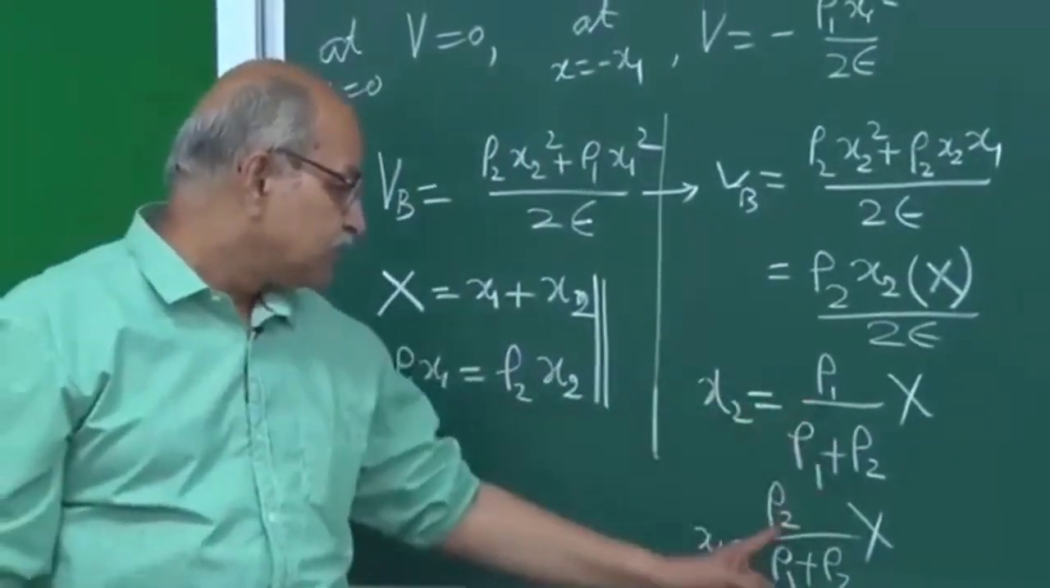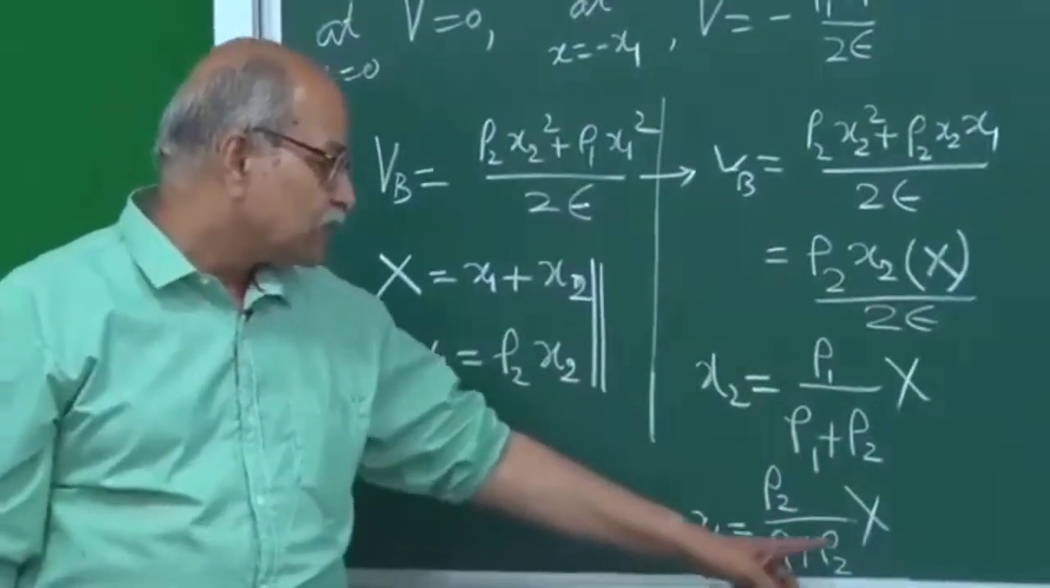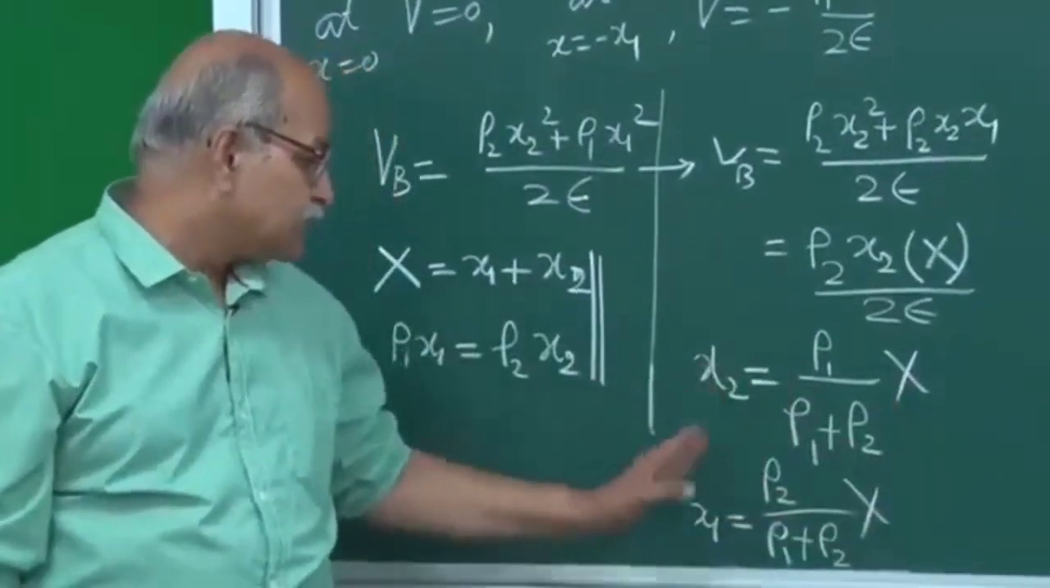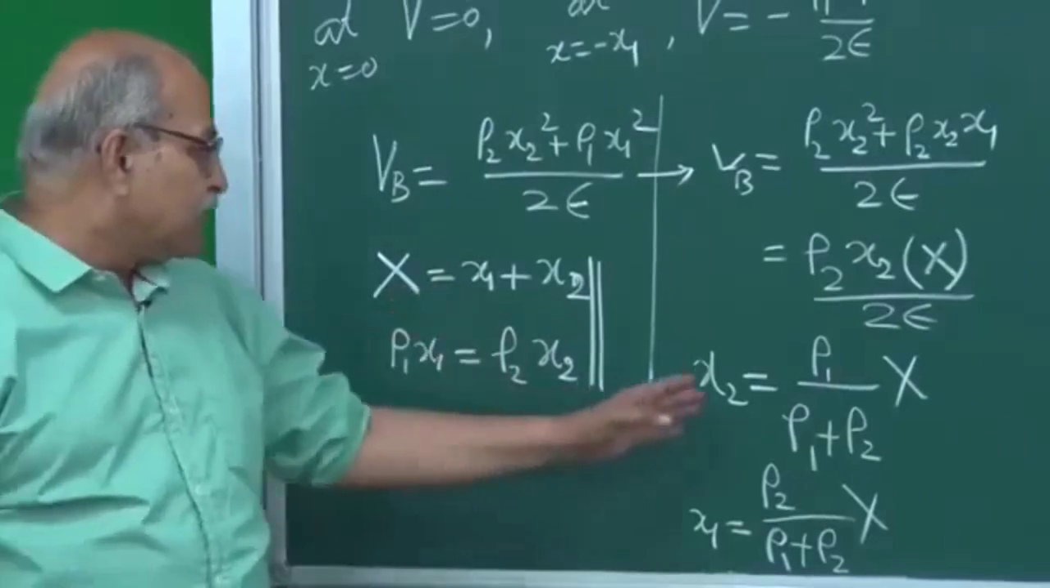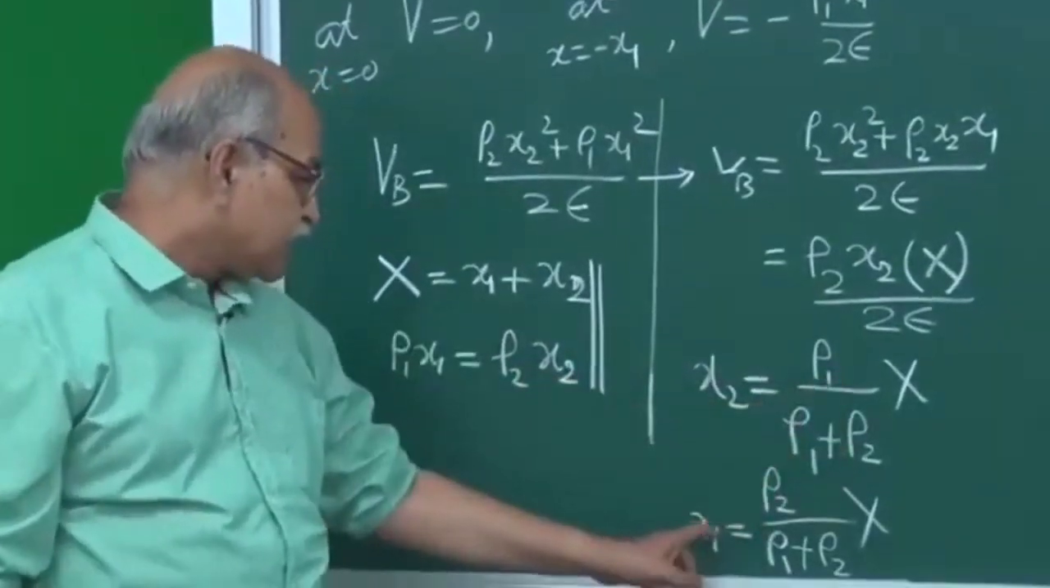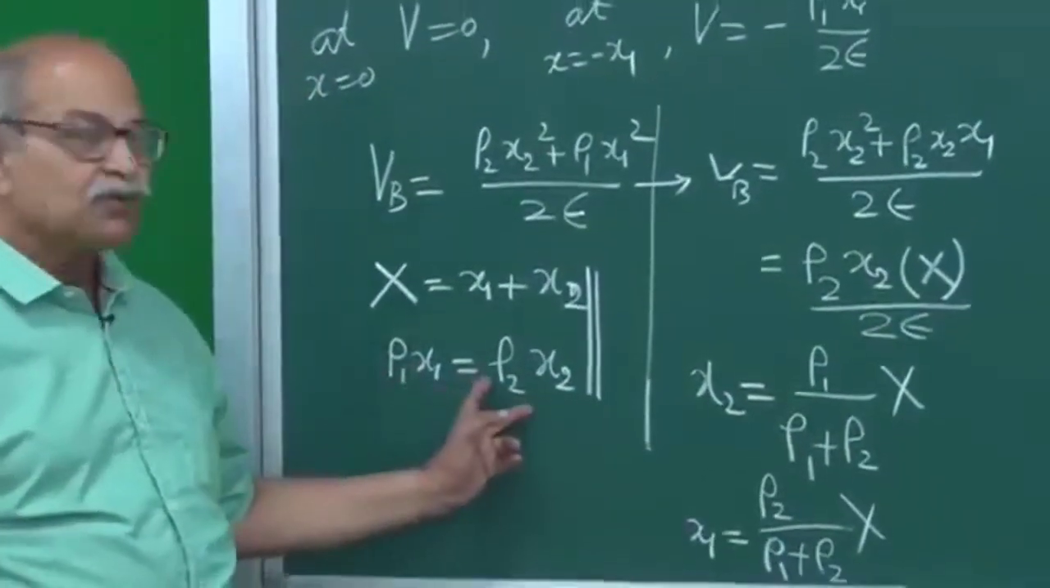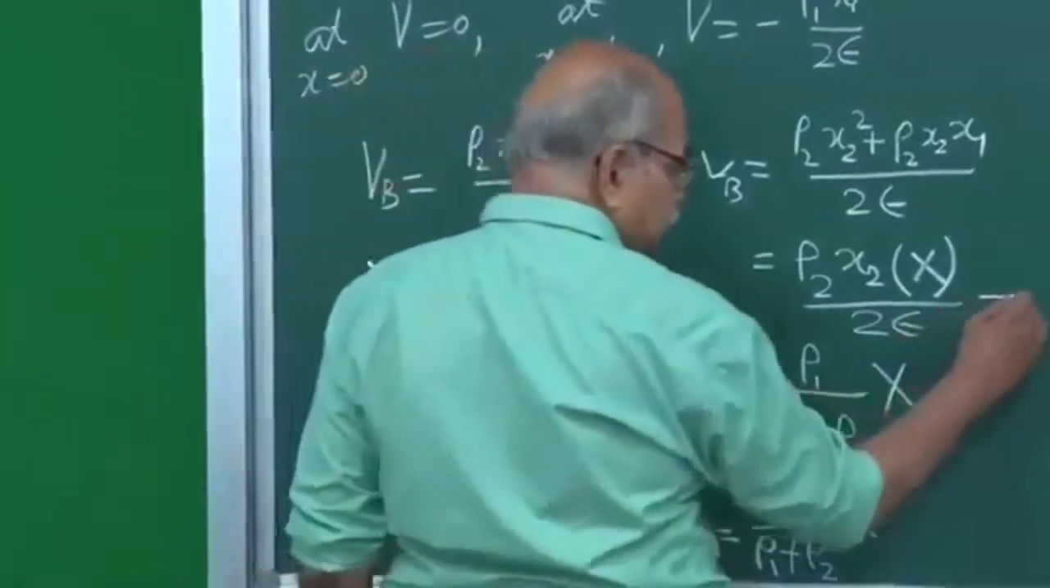If you add these two, you will have rho 1 plus rho 2 in the numerator, which will cancel this rho 1 plus rho 2 in the denominator, and it will be x. So x1 plus x2 is capital X, this equation. And if you multiply this x2 by rho 2 and this x1 by rho 1, they become the same. So rho 1 x1 is rho 2 x2. So this is it. Use this expression of x2 here.